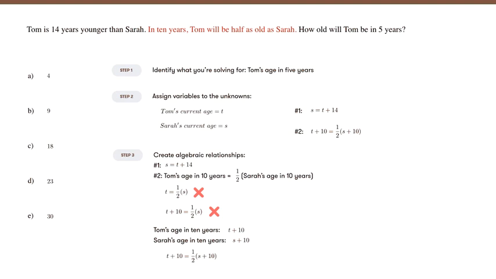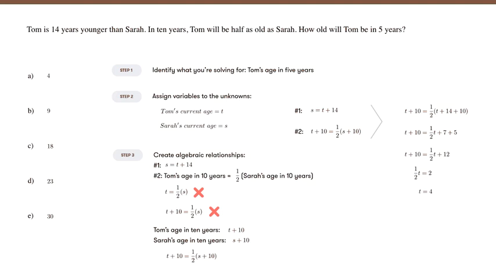Now we can combine the equations by using the substitution method. So we'll substitute t plus 14 from the first equation for s in the second equation. Simplify, and we'll get t plus 10 equals 1/2 t plus 7 plus 5. Simplify further, t plus 10 equals 1/2 t plus 12. Simplify, 1/2 t equals 2. And we solve for t, and we get t equals 4.